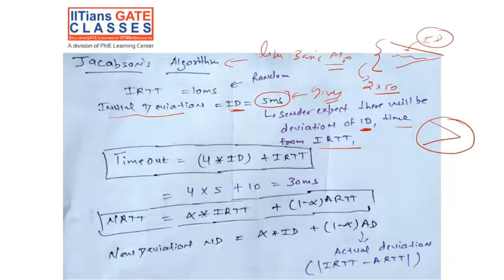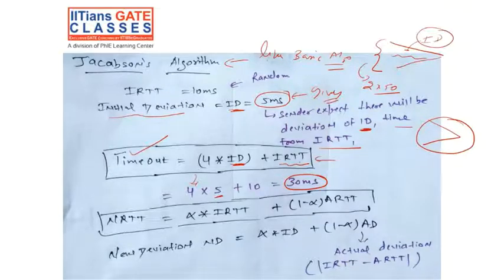So how are we calculating timeout? The timeout for the next segment is 4 into ID, whatever the deviation, plus the initial round trip time. Here 4 is a fixed value, into 5, the initial deviation, plus 10. So 30 milliseconds is the timeout value.